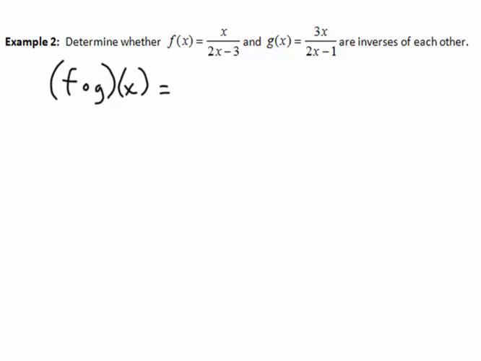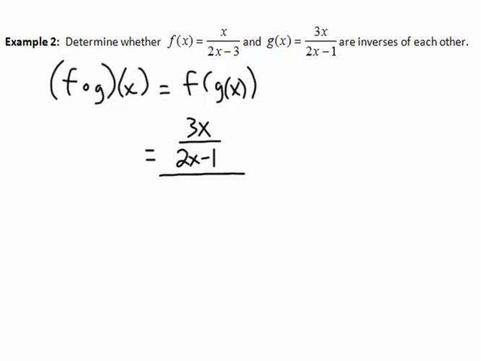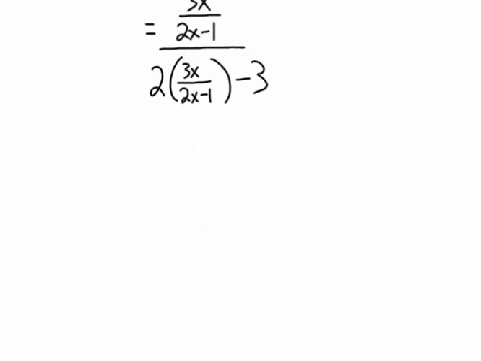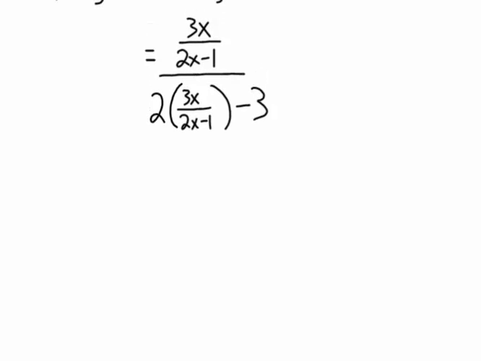That tells us we're going to put the function g inside the function f, which means everywhere there's an x in f, it's going to get replaced with 3x over 2x minus 1. There's our original x. And now we're going to replace that x again with 3x over 2x minus 1 minus 3. So doing the composite piece is usually pretty straightforward. It's the algebra that gets a little bit complex. So let's look at this algebra.